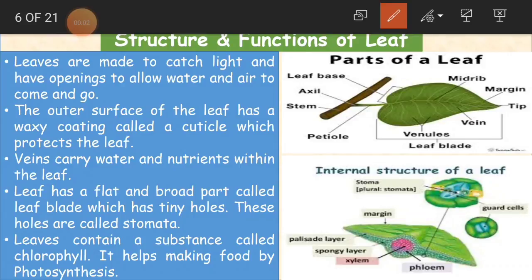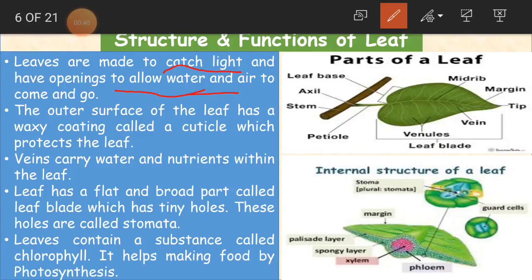Now we'll see the structure and functions of a leaf. Leaves are made to catch light and have openings to allow water and air to come and go. Where do they get light from? They get light from the sun. So they catch the sunlight, and they have openings. Why? To allow water and air. Like rainwater, or also we pour water to the plants.